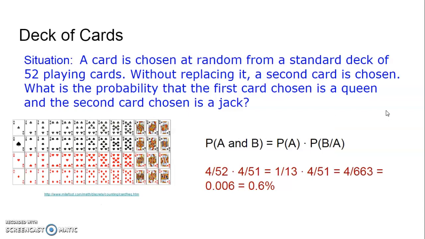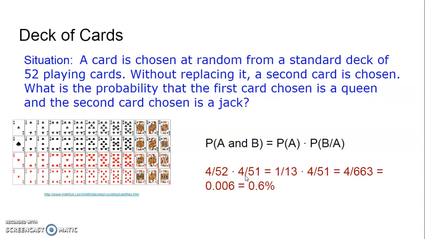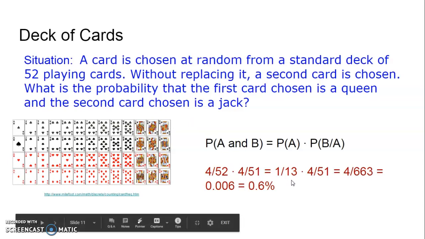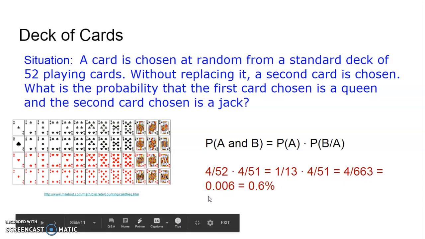So you can see what I did here. The probability of choosing a queen would be 4 out of 52. But since we're then down 1 card, but we still have 4 jacks, the probability of pulling out a jack is 4 out of 51. I reduced the first one to 1/13. The second one can't be reduced, so 1/13 times 4/51 is 4/663. When I rounded that to the nearest decimal, it's 0.006, which means it's 0.6%. There's not even a 1% chance that that's going to happen. It's very, very unlikely to occur.